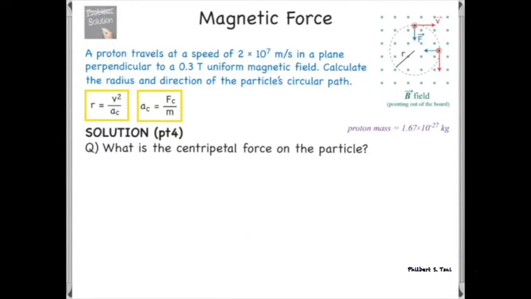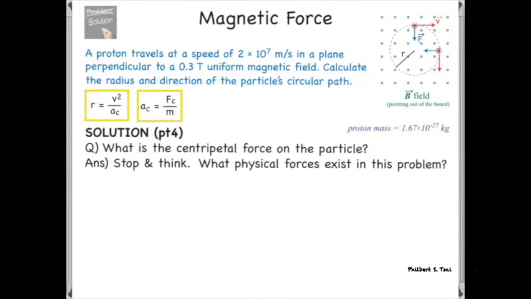Now for this to get us any further, we're going to need to know the mass of the particle. Oh, but that's easy because it's a proton and that has a known mass. And we'll need to know the centripetal force acting on the particle. So the question is, what is the centripetal force acting on the particle? Stop and think and recall that centripetal forces are not new forces. So the centripetal force is not a new force.